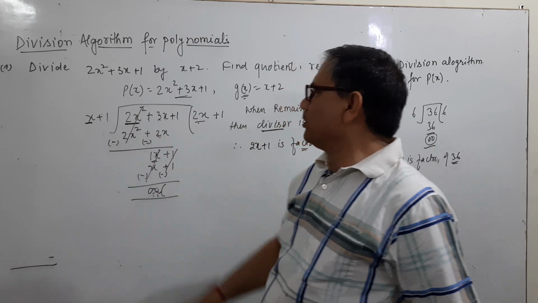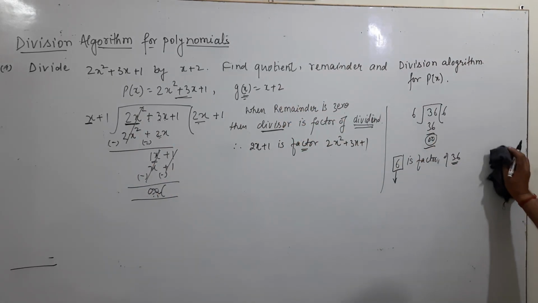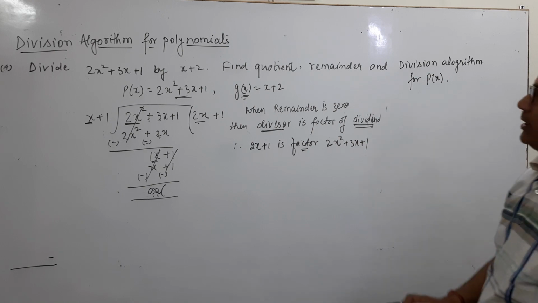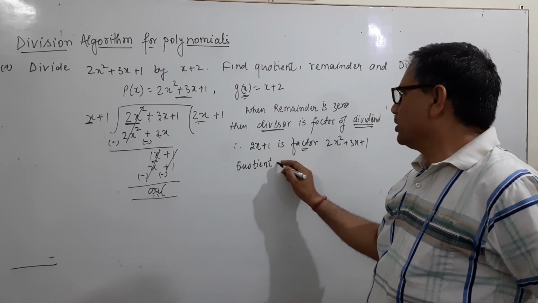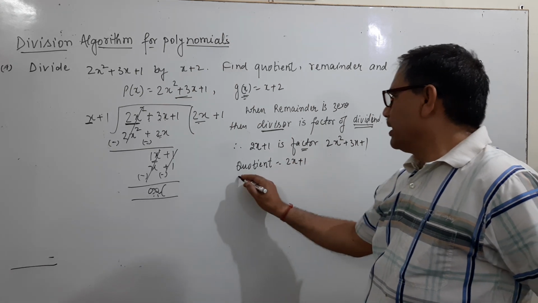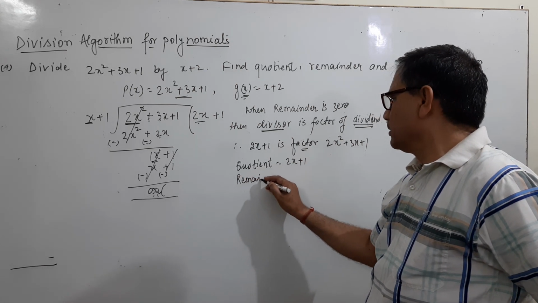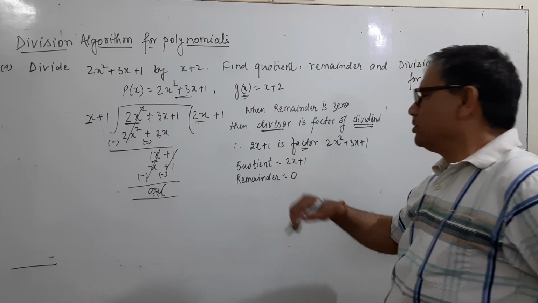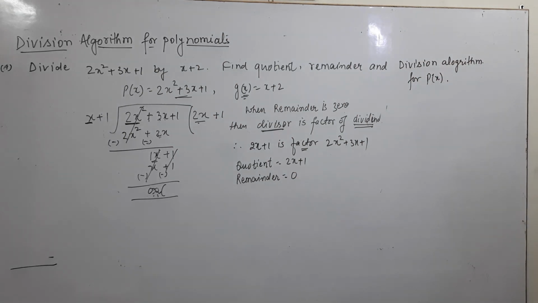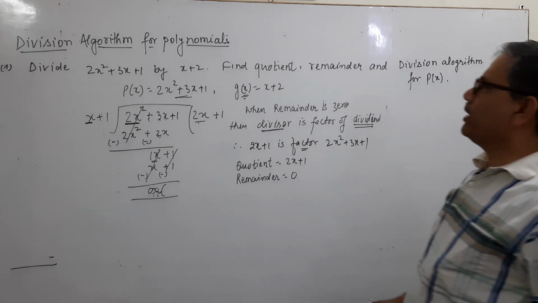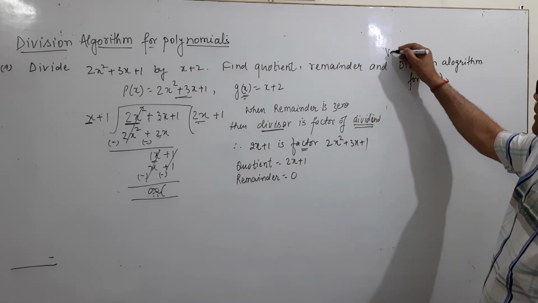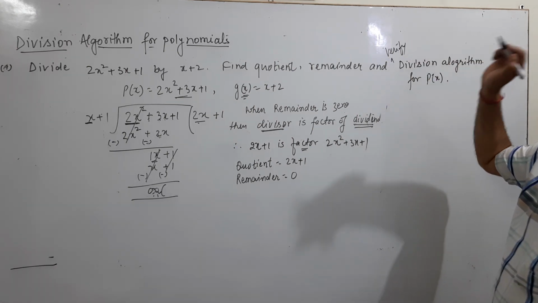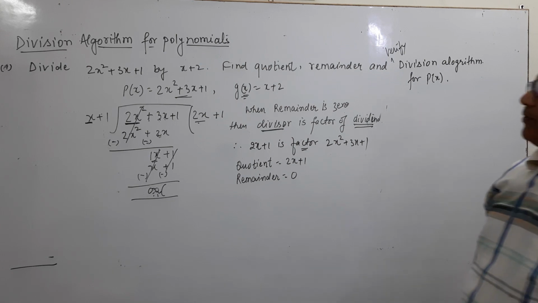Either you have to cut it or you have to subtract it. This is the way to find out the quotient. Then what is the quotient? Quotient is equal to 2x plus 1 and remainder is equal to 0. And then we have to verify. What is the verification?